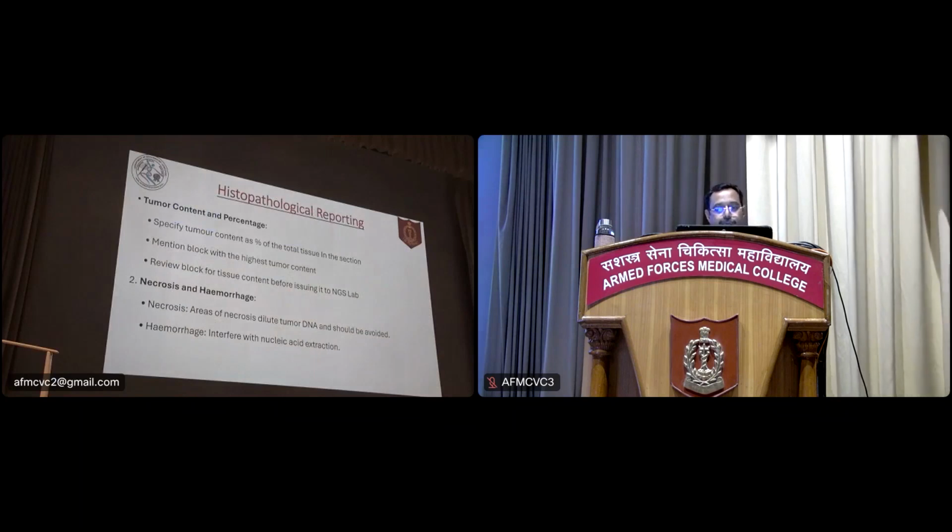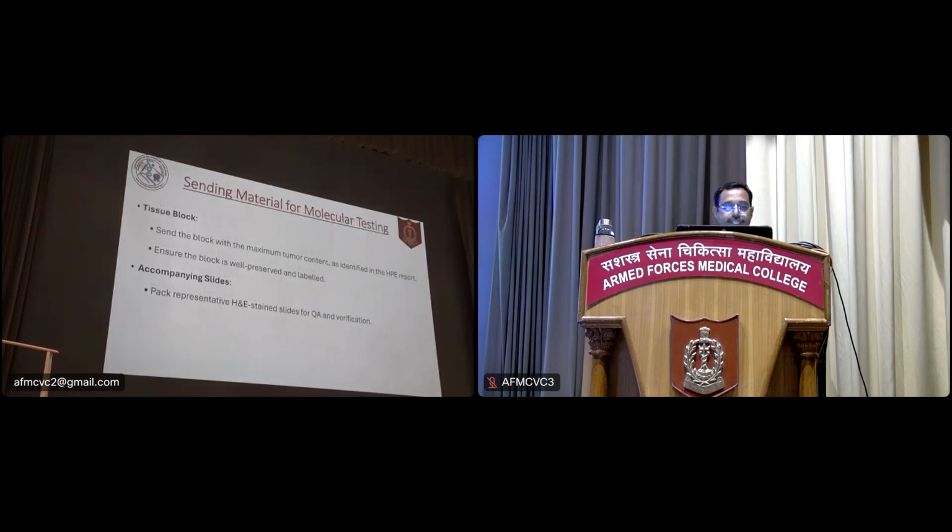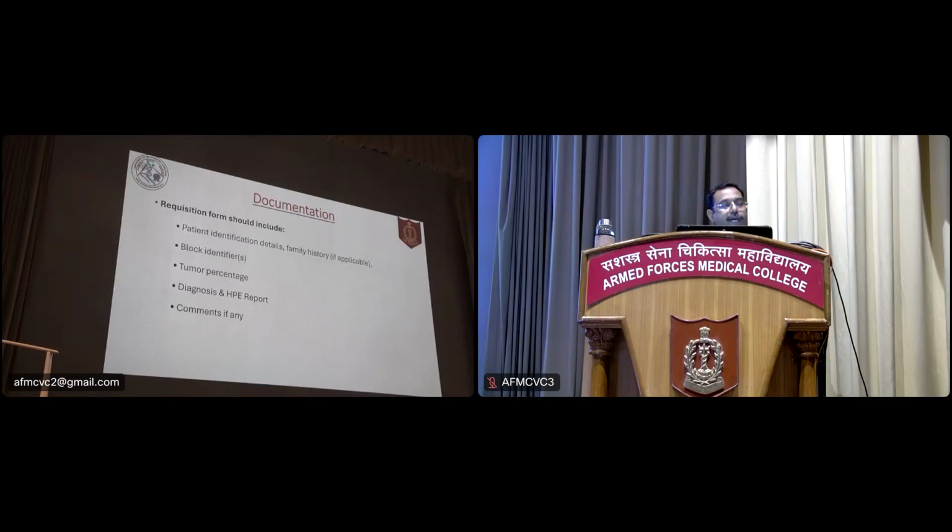A little advice to my histopathology colleagues: when you report a tissue or report a cancer, please mention the tumor percentage in that slide or in that block. Please send the block with the highest tumor content for us to take it forward to NGS. And please report if there are areas of necrosis and hemorrhage, because both of these interfere with NGS testing. So when you are sending a block for molecular testing, please mention the block with maximum tumor content, send the HP report, and avoid areas of necrosis.